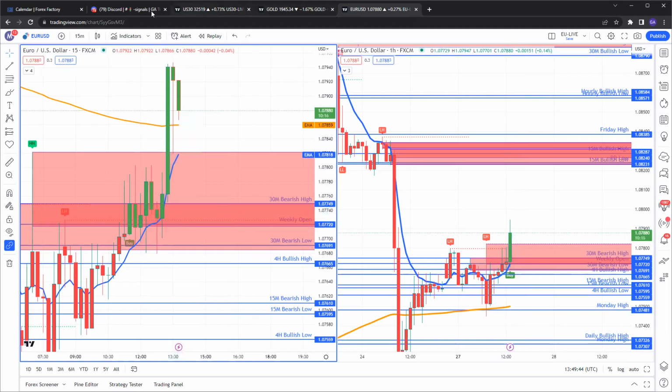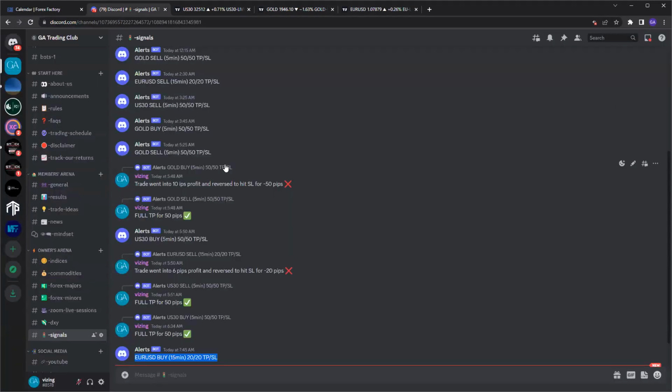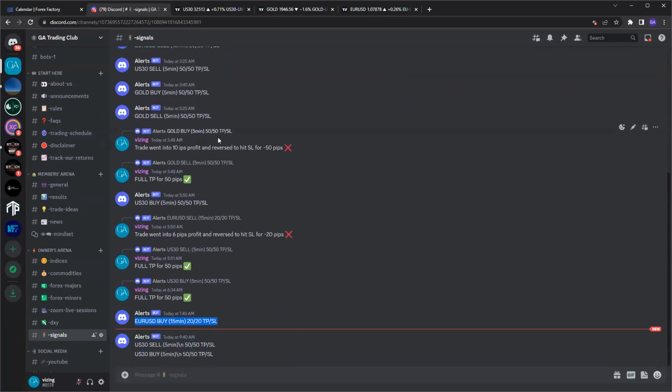That's why, if you see the results I posted yesterday, I entered an EU sell and an EU buy. Some of the signals that came up here, for example this EU sell trade, this alert for EU sell on the 15-minute, went into profit for 6 pips and then reversed and hit stop loss for minus 20 pips.